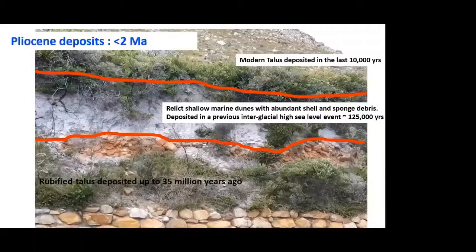Okay, right near Royals, again, this is derived from work done in Paula Hutchinson's thesis. These are the same talus deposits we were looking at, and there is a dune here, which is definitely a shallow marine dune, because there are shell and sponge debris in it. So this was deposited much later, and then on top of this is the modern talus deposited in the last 10,000 years.